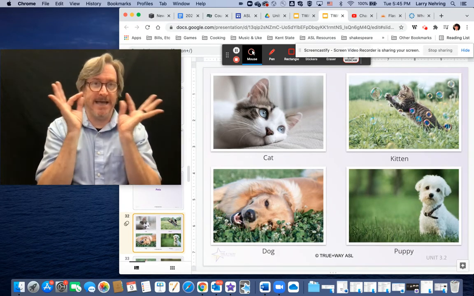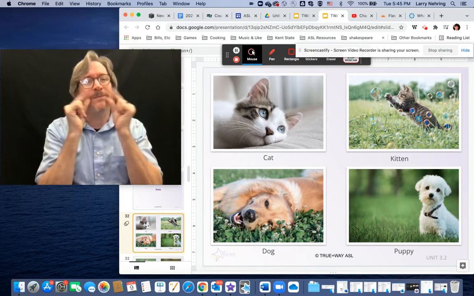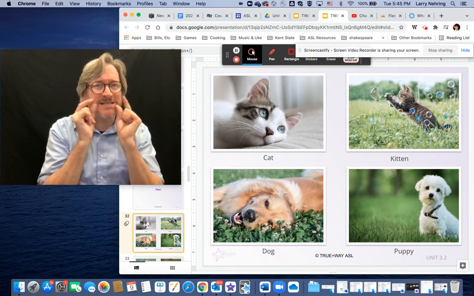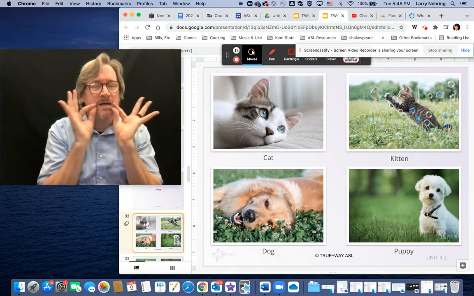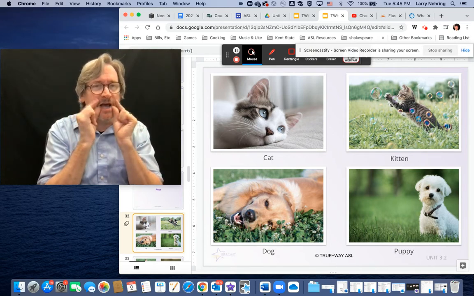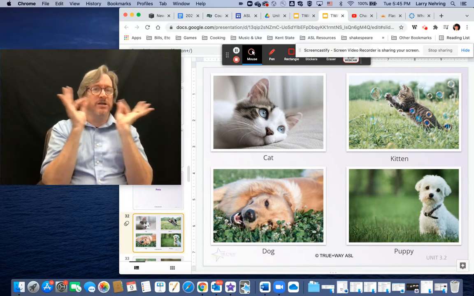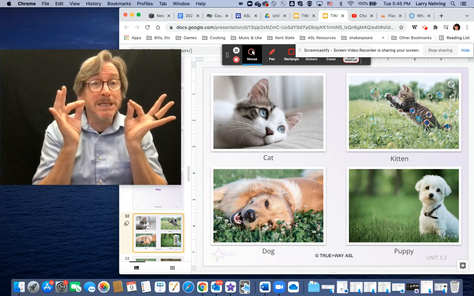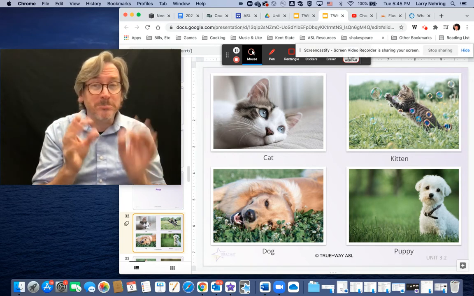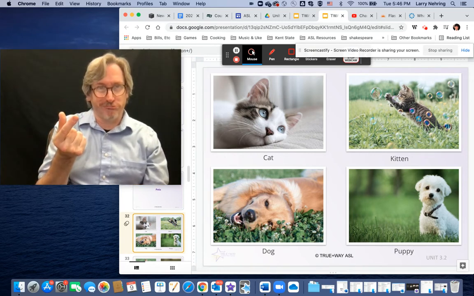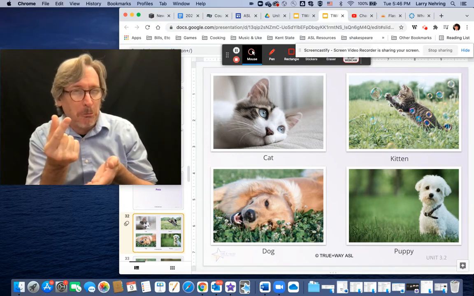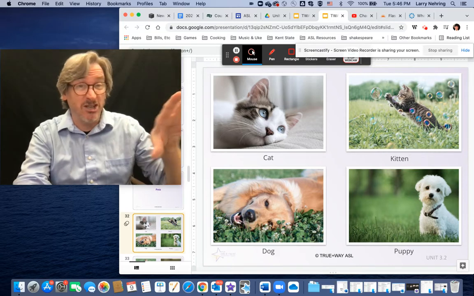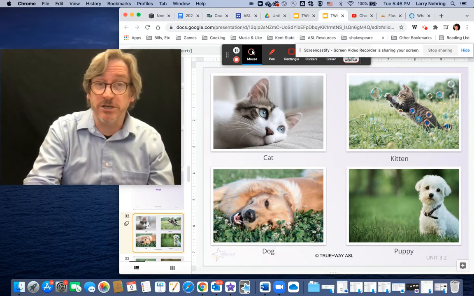Pets. Cat. Make sure you keep your fingers out. Cat. Some people will do cat like this. Really, that's more like mustache. Cat. Now, the sign's changed. The sign has gotten more acceptable like this, but I'm going to encourage you to do this because it's more clear. Baby cat. You can fingerspell too. Again, take a look at what's the sign for any variations.